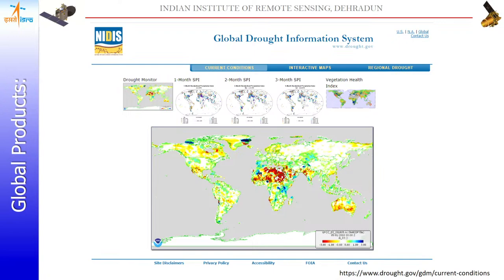In the same series, the very first product is the Global Drought Information System, where we can get datasets related to drought monitoring, specifically 1-month SPI, 2-month SPI, 3-month SPI, as well as the VHI, which is the integration of VCI and TCI. These are all global-level products. We can easily visualize the datasets and also download them in NetCDF format. We can easily use them in various GIS software and platforms, and interpret them with respect to our specific area.